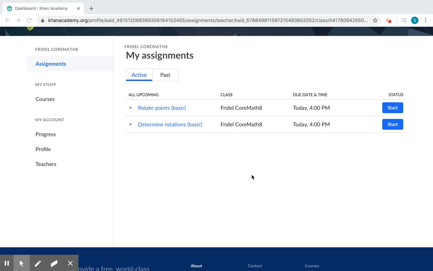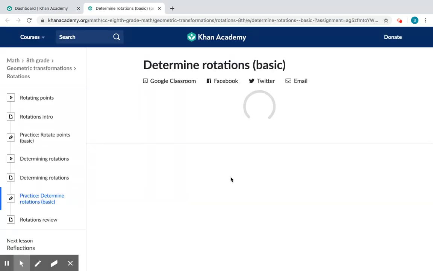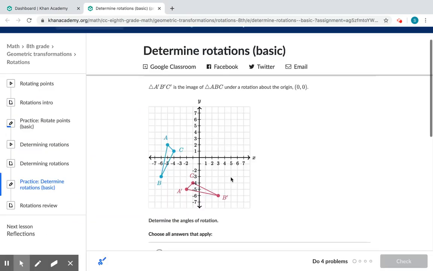Hey everyone, we are moving on to determining rotations. Again, we're just going to be trying to figure out counterclockwise, clockwise, and then how many degrees it's actually moving. So let's give this a start. I'm using a student account, so these are the questions that you're going to be seeing. So let's see if we can determine some rotations.